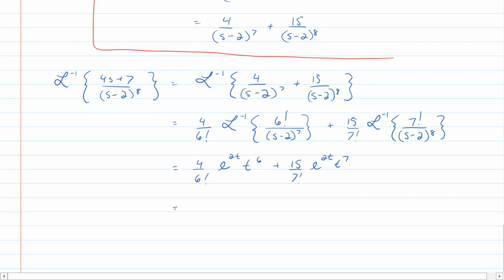Honestly, I consider that to be a fine answer, but if you prefer to grind out the numbers, it's 1 over 180, e to the 2t, t to the 6, plus 1 over 336, e to the 2t, t to the 7. And honestly, I think either of those is fine.